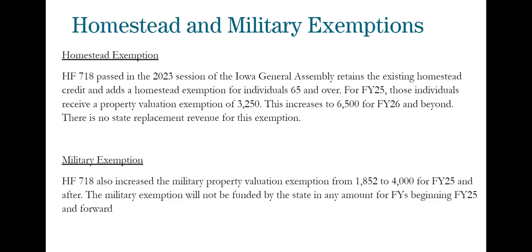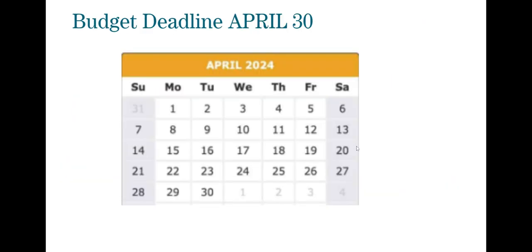The military exemption was also changed by House File 718. It's been a valuation exemption of $1,852 for a really long time, but it's now been increased to $4,000 for fiscal year 25 and after. And this military exemption is not being funded by the state moving forward, beginning with fiscal 25. So, again, these are programs that affect your budget simply by being reductions in value that you need to be cognizant of.